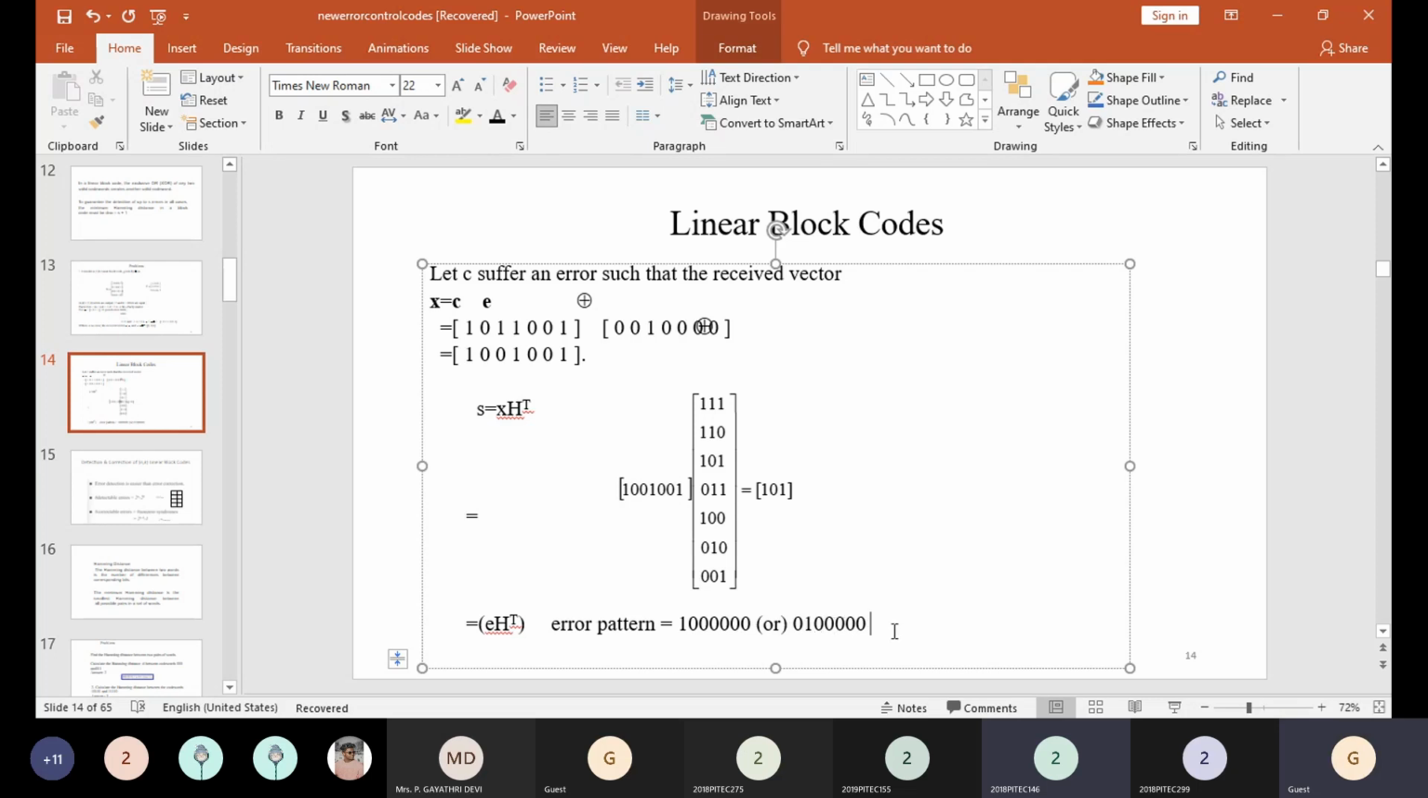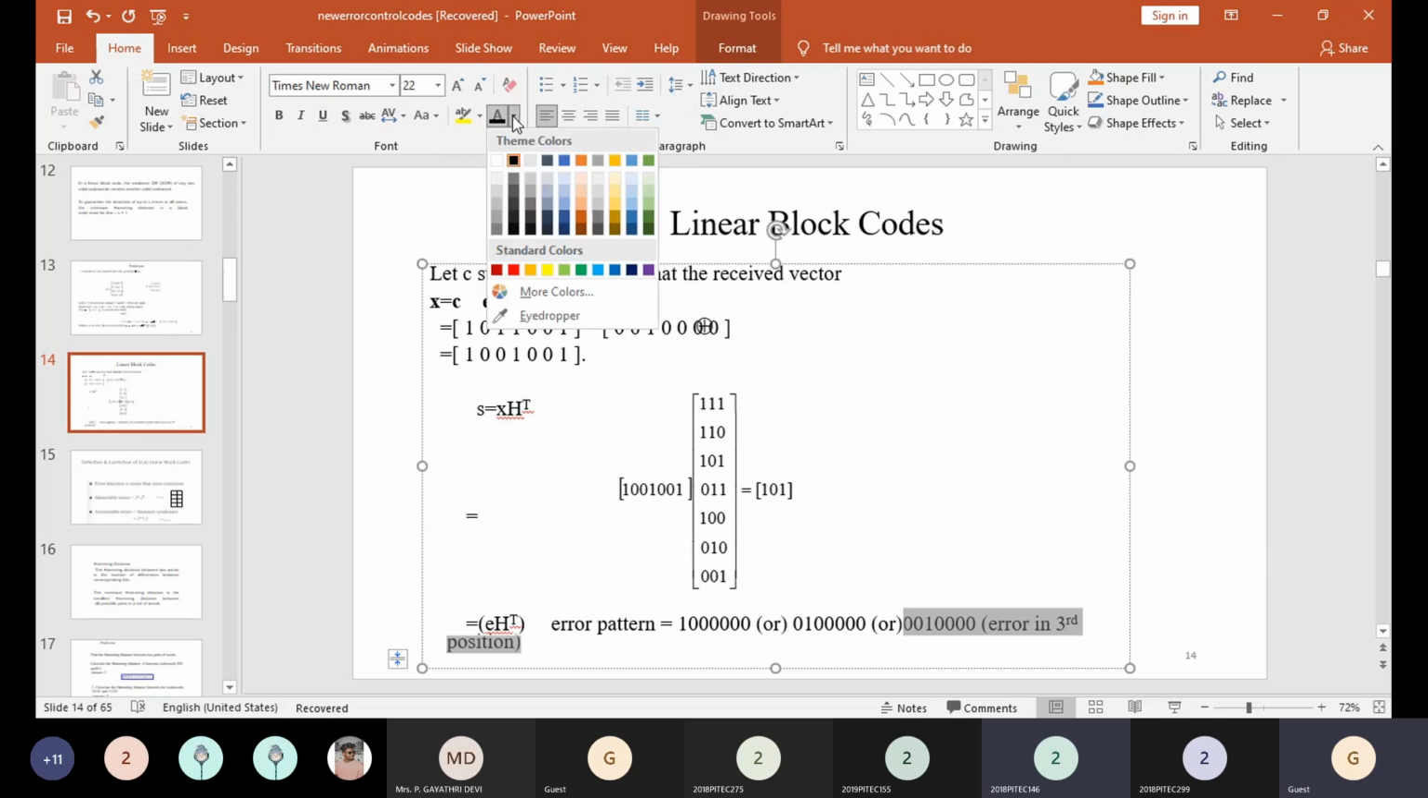Okay, so this is an error in the second bit, or you can have an error in the third bit likewise. So likewise you can have an error, and this corresponds to an error in the third position. So this is what is being given here.